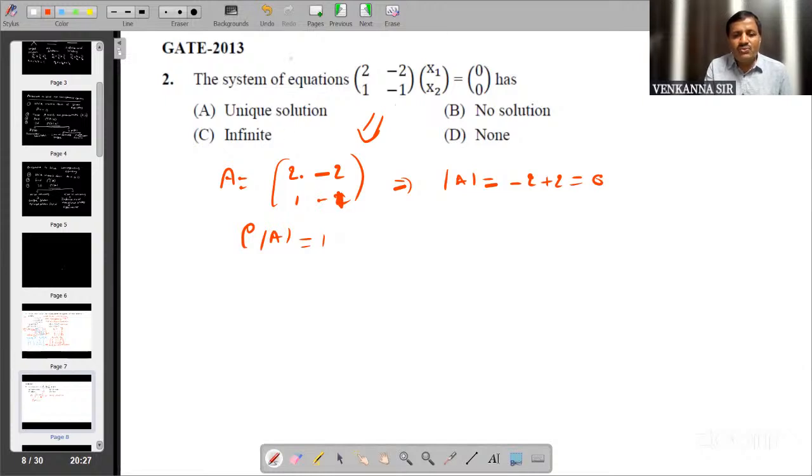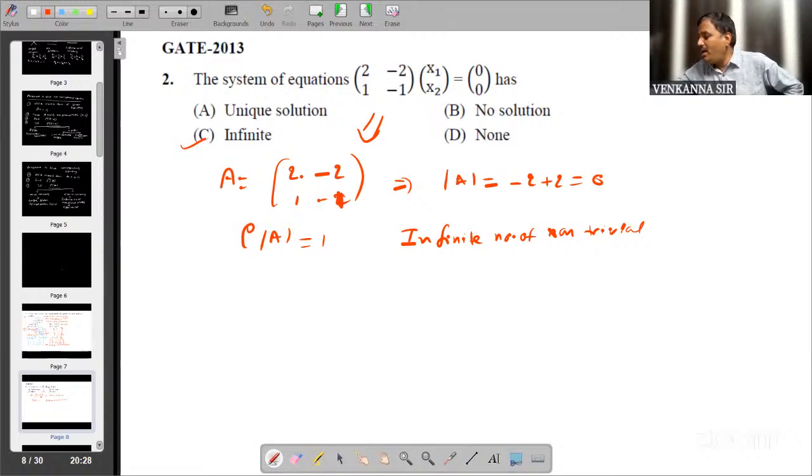Then what is the answer it contains now? Rank of A is 1, then it is not the unique solution. It contains what type of solution? Infinite number of non-trivial solutions is the answer. If rank of A equal to 2, what happens here? Unique solution. B is never possible. You will not get any B also.